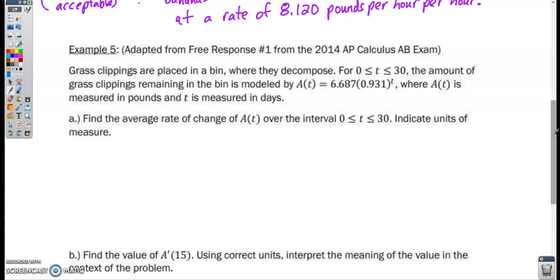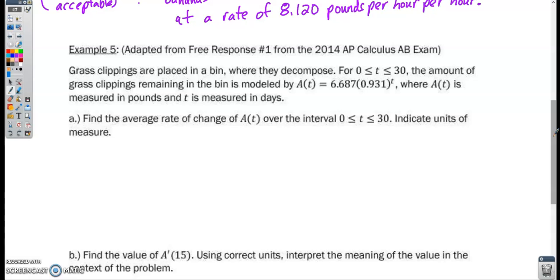Grass clippings are placed in a bin where they decompose. For time 0 to 30, the amount of grass clippings remaining in the bin is modeled by A of t equals 6.687 times 0.931 to the t, where A of t is measured in pounds and t is measured in days. So part A. Find the average rate of change over the interval, indicate units of measure.